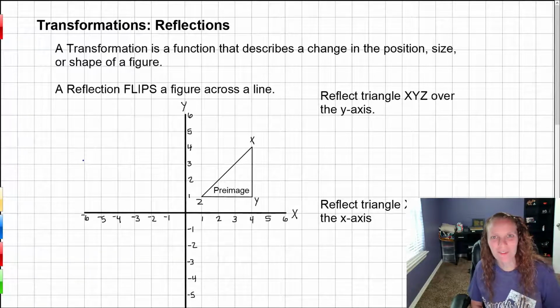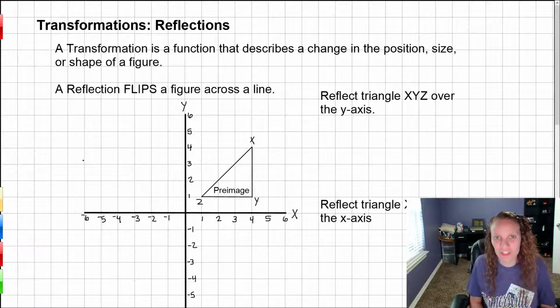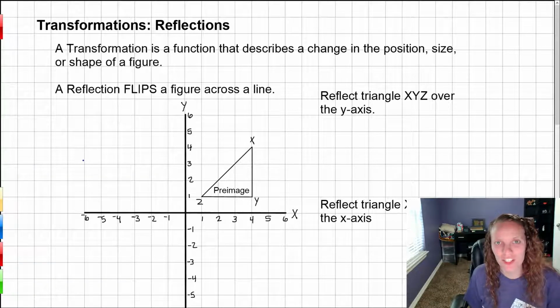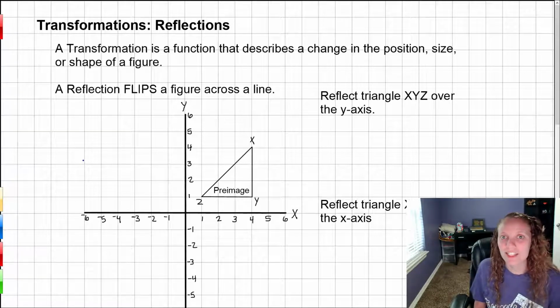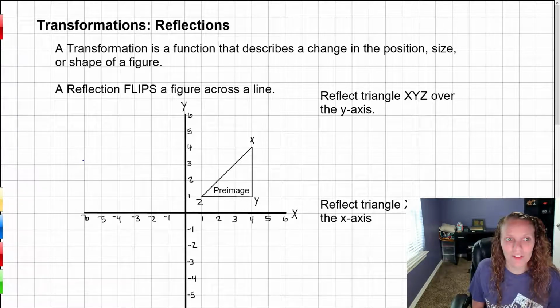Hey guys, today we're going to be looking at transformations, and more specifically we're going to look at the transformation called reflections. Remember that a transformation is a function that describes a change in the position, size, or shape of a figure. Last time we looked at what was called a translation, and remember all that did was slide a shape from one spot to another spot.